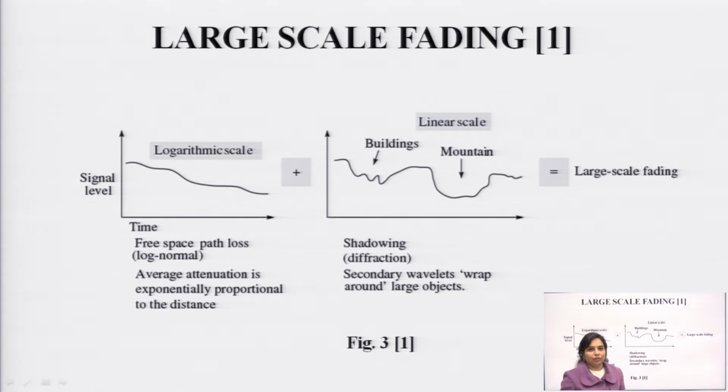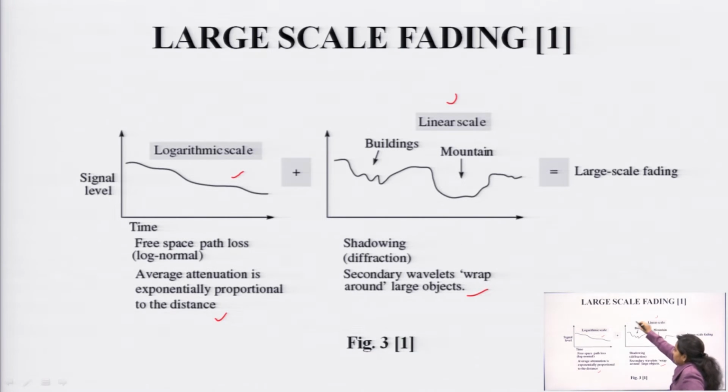Now, these are the graphs showing large scale fading. This is a signal strength versus time graph on the logarithmic scale, so this has to be added. The average attenuation is exponentially proportional to the distance, and this is shadowing: diffraction, where secondary wavelets wrap around the large object.